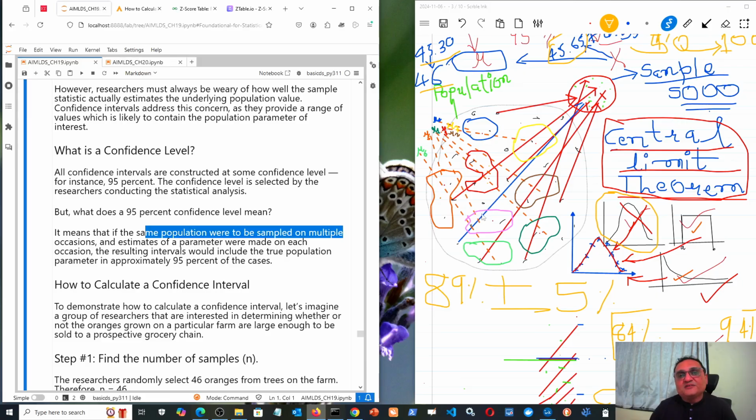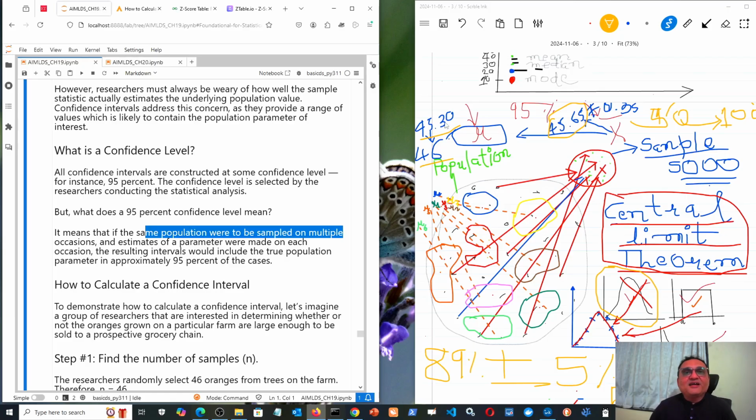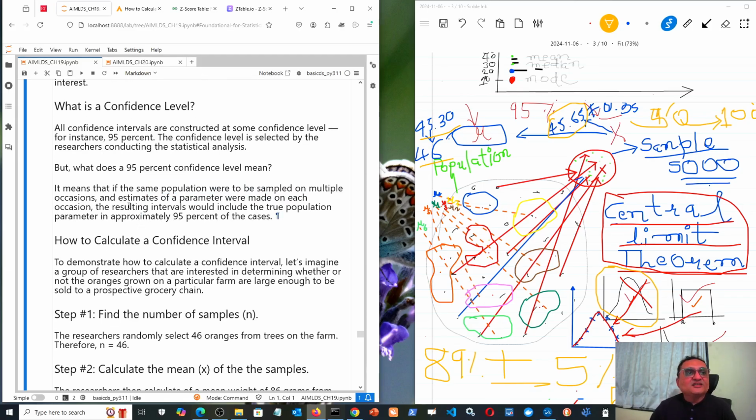But however large a number of experiments I do, this range says that my actual value of interest, that is the population mean, will fall in this range in 95% of the cases. So if I draw such samples 100 times, then in 95% of the cases my population mean will fall in this interval only. That is the meaning of 95% confidence interval.